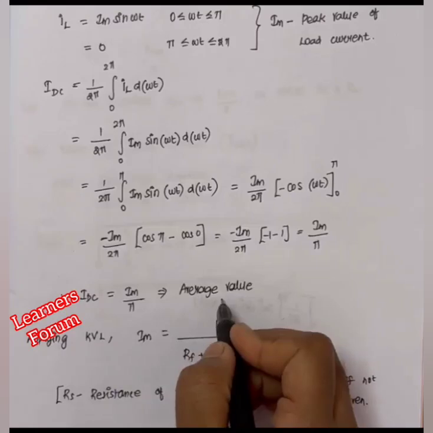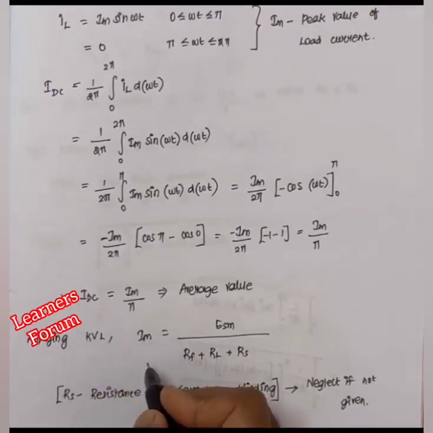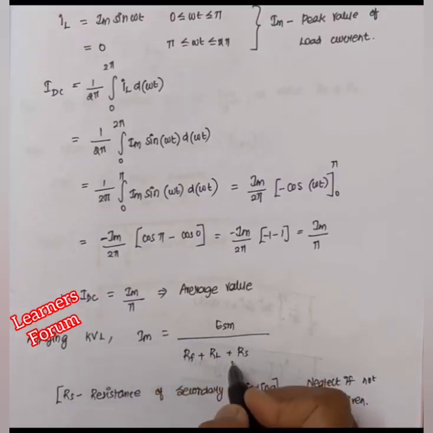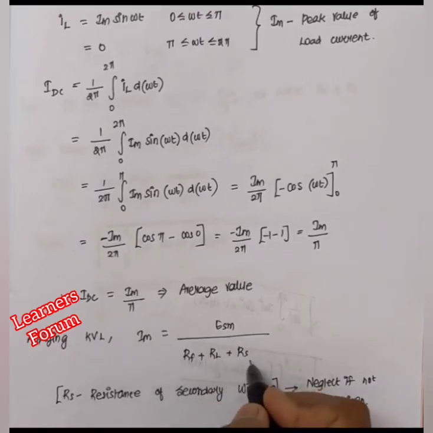This is the average value. If you apply KVL to the complete circuit of the half wave rectifier, then we can get the value of Im as ESM divided by RF plus RL plus RS. RF is the forward resistance which we take for the rectifying element, that is the diode. RL refers to load resistance and RS is the resistance of the secondary winding.